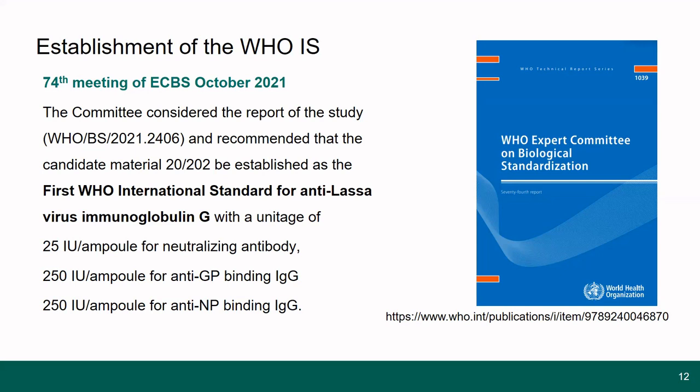One of the issues we have with the standard, so this one, for example, is that we had activity for neutralizing antibody, 25 international units per ampoule, activity for anti-GP, and activity for anti-NP. What we find in the use of the standard is there is a misunderstanding of what this means. These values are arbitrary. There is no correlation between the three of them. So there is not 10 times more anti-GP than neutralizing antibody. For each one of them, we come up with a consensus from the assays used in the collaborative study to define the potency of the antibody, and they're not related to each other.